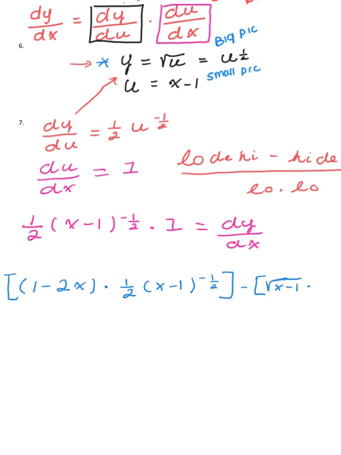Look back on your notes. Look at 1 minus 2x. What is the derivative of 1 minus 2x? Negative 2. Right, because you're subtracting. So times negative 2.